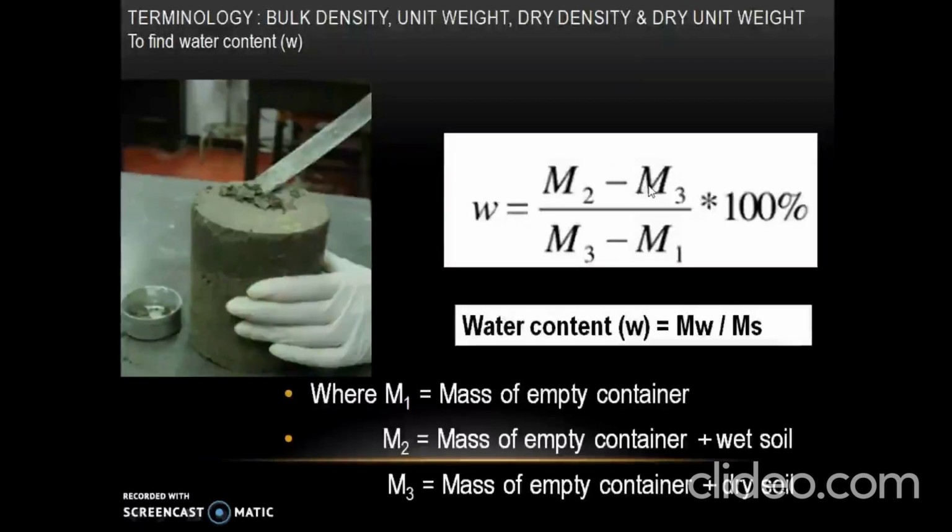So, M2 minus M3 will give us MW. MW is nothing but mass of water. M3 minus M1 is nothing but mass of solids. What is M3? M3 is mass of container plus dry soil and M1 is mass of empty container. Hence, M3 minus M1 will give us mass of dry soil or mass of solids.